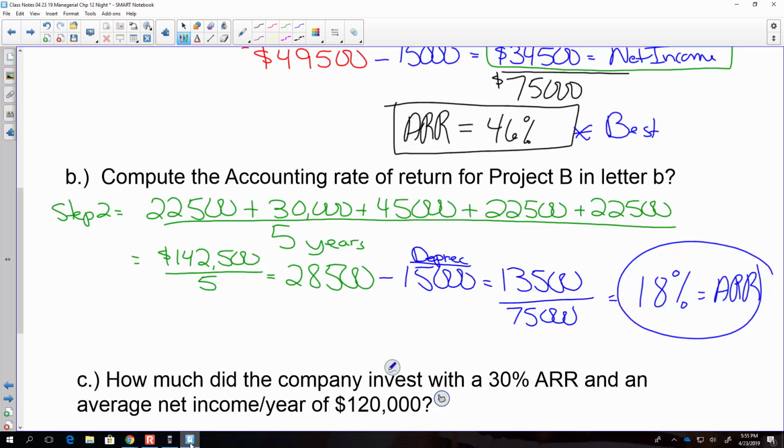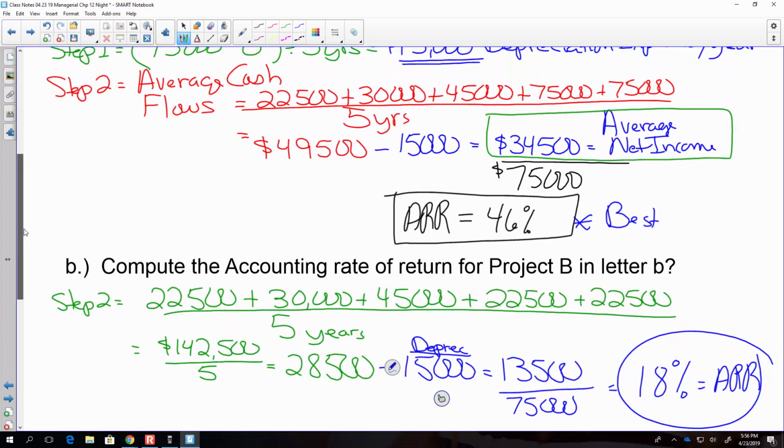Again, there are some algebra questions in C and D. I'm just going to skip those. The fact of doing the accounting rate of return, that's what you're going to do on the test.